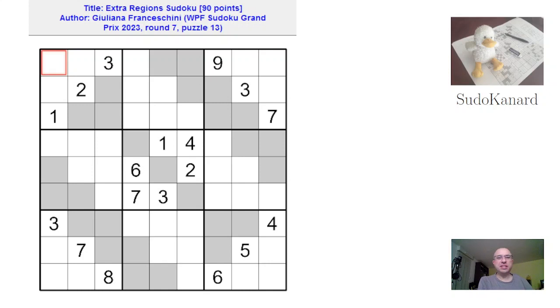We're here to solve this Extra Regions Sudoku from the latest WPF Sudoku Grand Prix by Italian author Giuliana Franceschini. This was the highest pointer in the round, though in my opinion it was far from being the most difficult puzzle, where 90 points was quite a ball game. But then each one of those three shaded regions, those ones and those half scattered ones, must contain all digits from 1 to 9. And that's it.